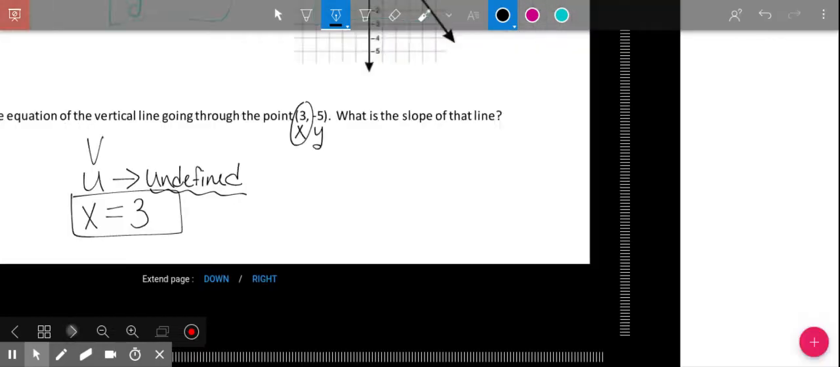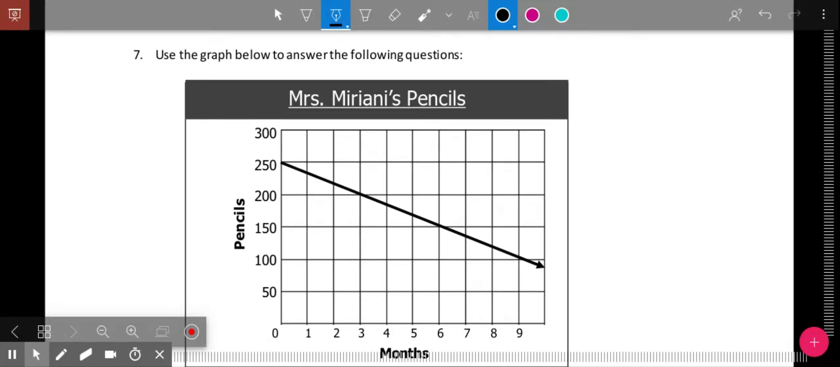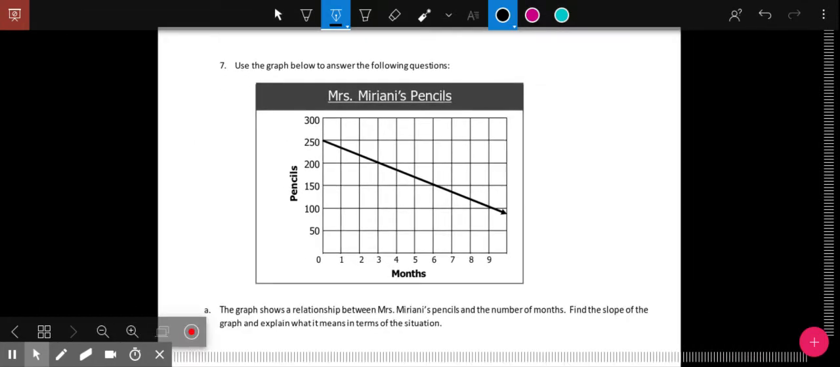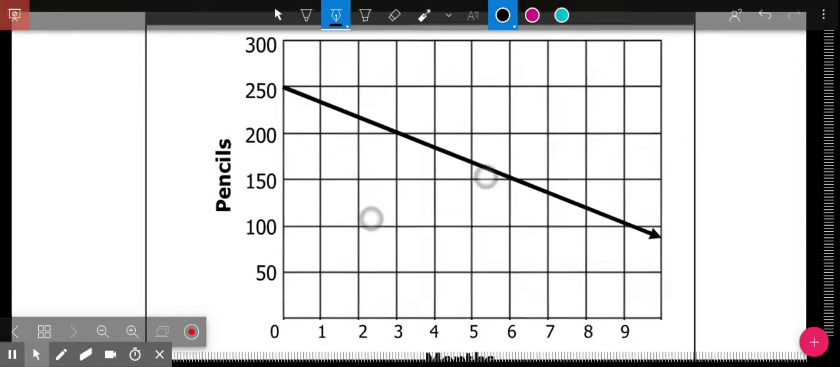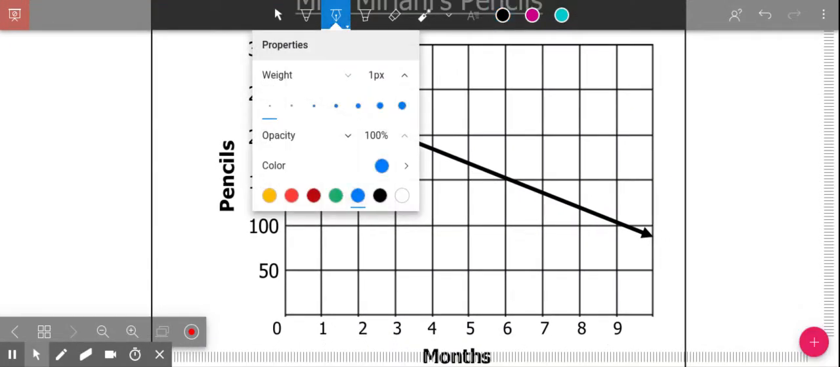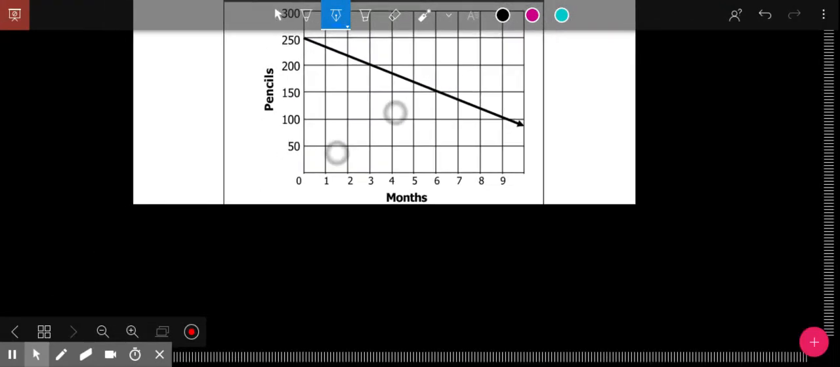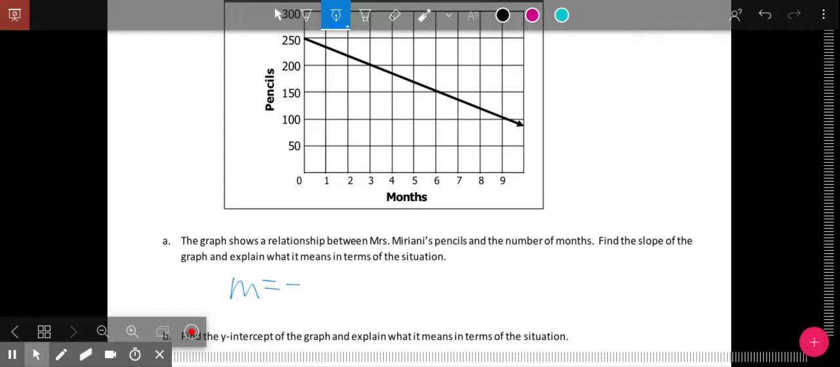All right, moving on to the last one, last page. Number 7 says use the graph below to answer the following questions. We're dealing with Mrs. Mariani's disappearing pencils because we know that Mrs. Mariani somehow manages to lose all the pencils, and it's kind of crazy. Letter A says, the graph shows a relationship between Mrs. Mariani's pencils and the number of months. Find the slope of the graph and explain what it means in terms of context. Looking at this, first thing we notice is the graph is going down towards the ground. That means my slope has to be negative. So it needs to be a negative number.